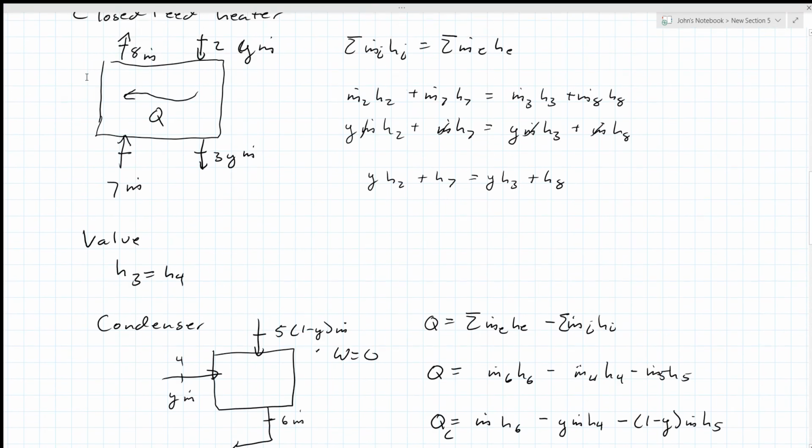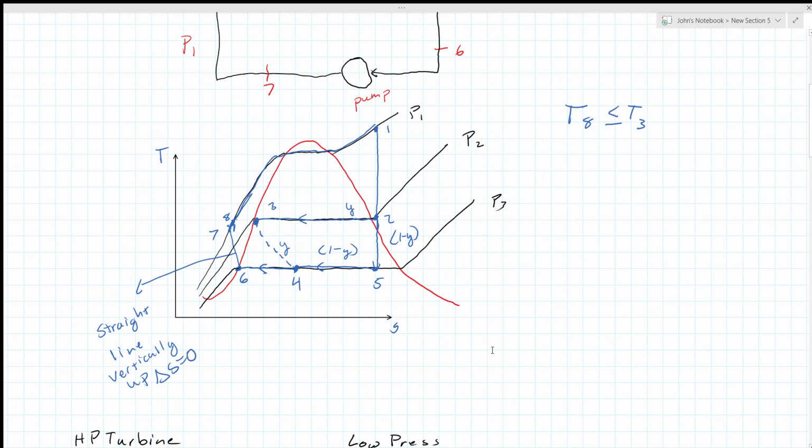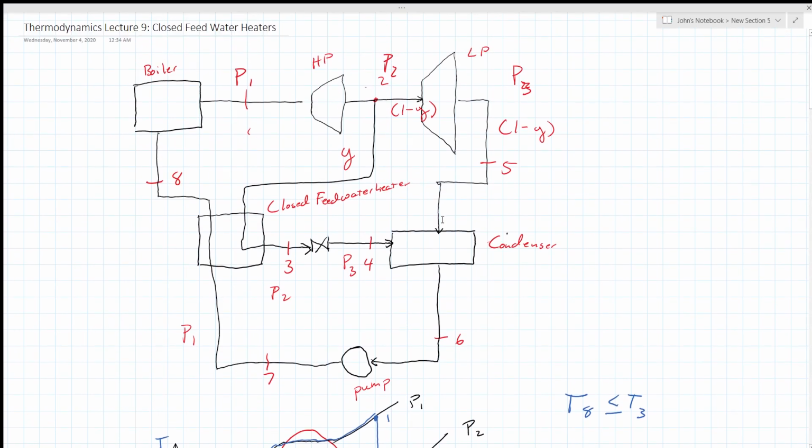So let's reiterate. You can go through this to go over the math of it, but we're going to go over the quick concepts. Steam flows from the boiler into the high pressure turbine. Some of that steam, some y amount, is siphoned off after going through my high pressure turbine. The rest of it, 1 minus y, is sent into my low pressure turbine.